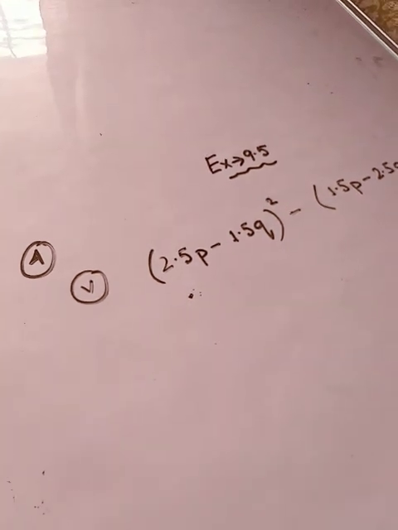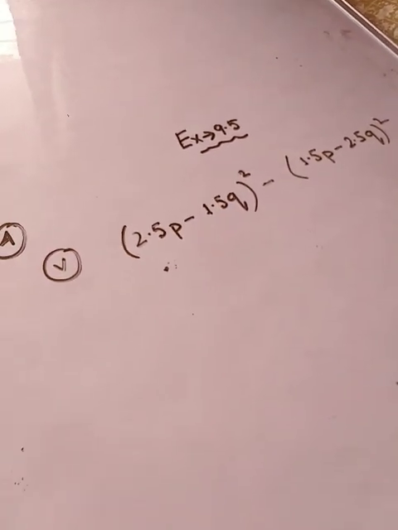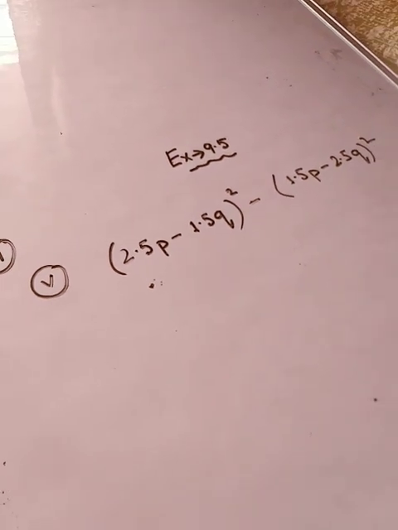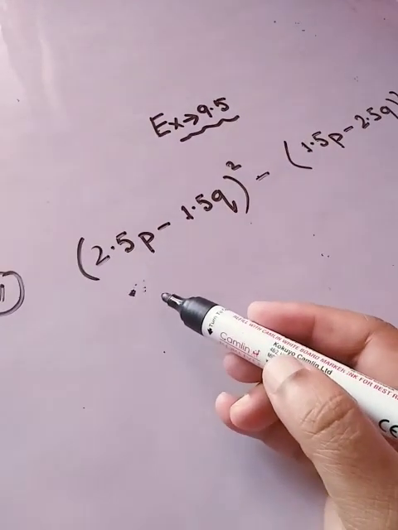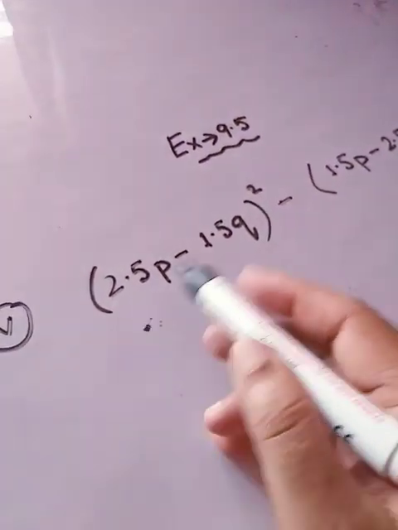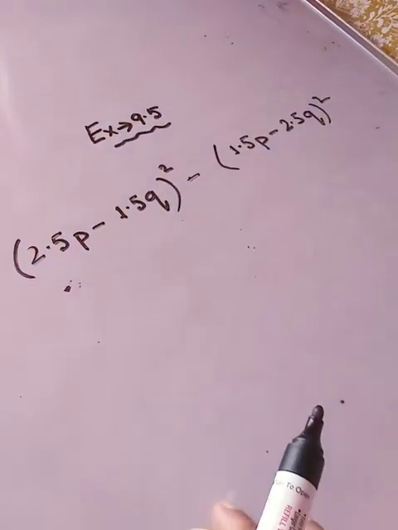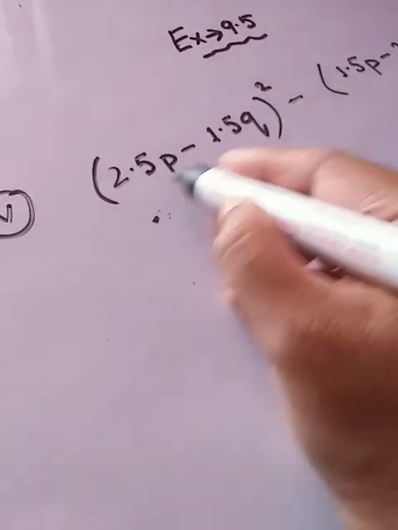We'll continue with question number 4 of exercise 9.5 today. There are almost 3 sums left of question number 4. So let's do question number 5. Now again, question number 5 is very similar to question number 4. That is, we'll do this part individually and again we'll do this part individually, and we'll combine the answers and solve it. Okay, so first write this one.